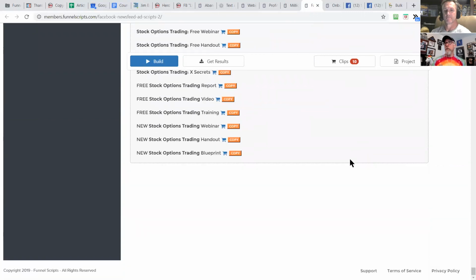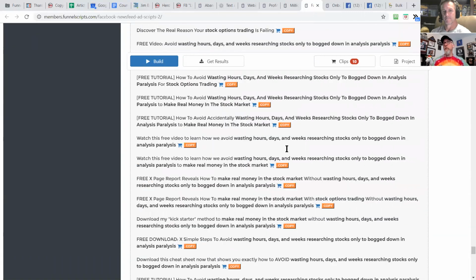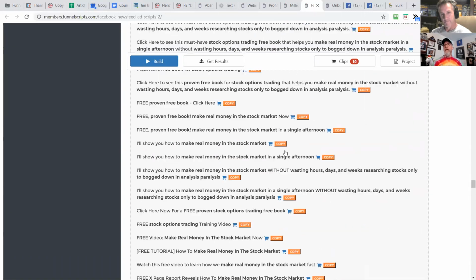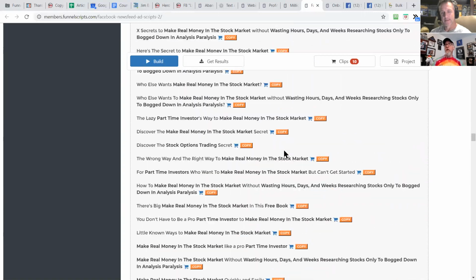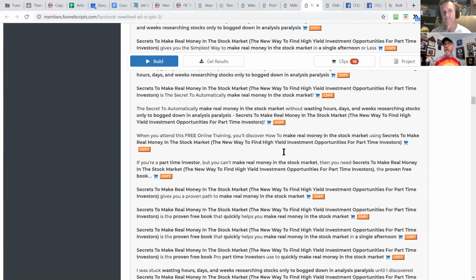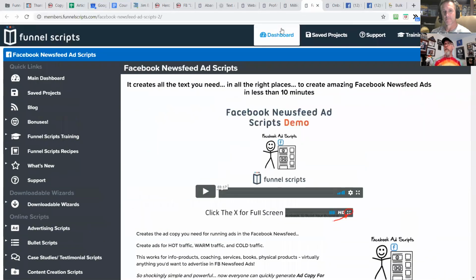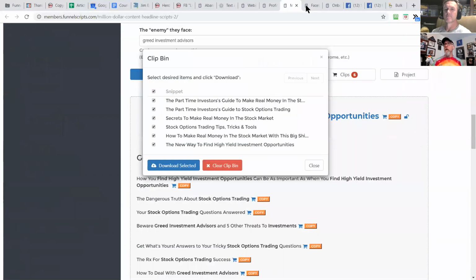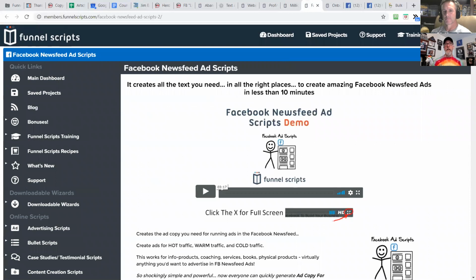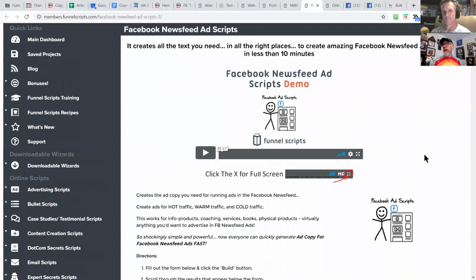Here are some shorter ones. New stock option trading blueprint. Okay, so the bottom line is you saw how we went from nothing to a really cool title, and then we use that title to come up with the basis of Facebook ads that we can use, by using Funnel Scripts to do that.